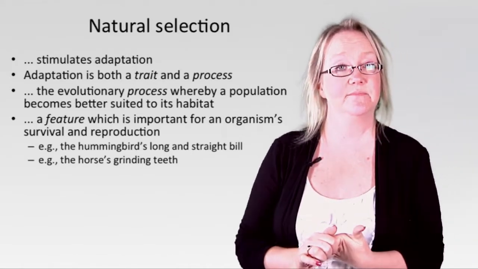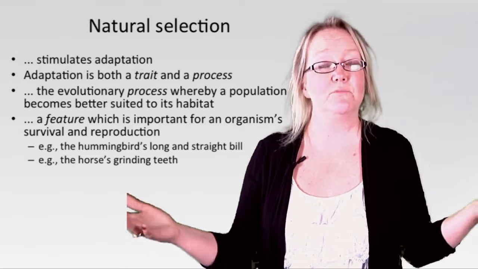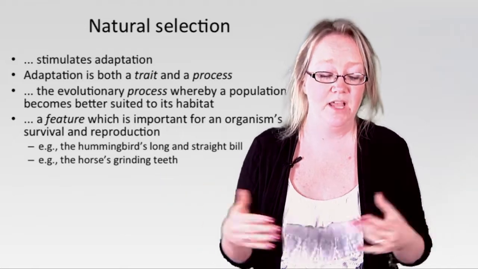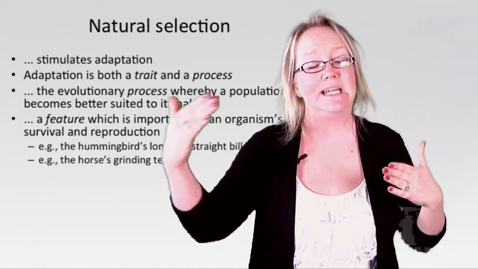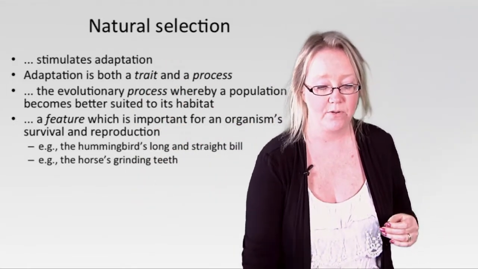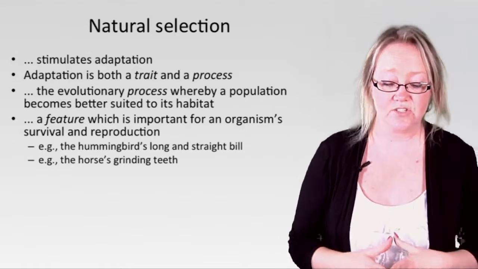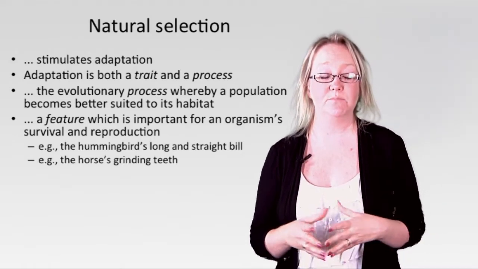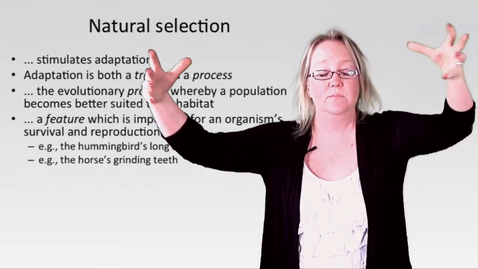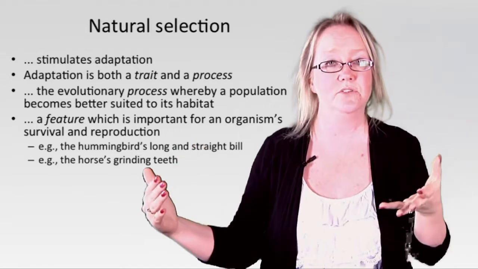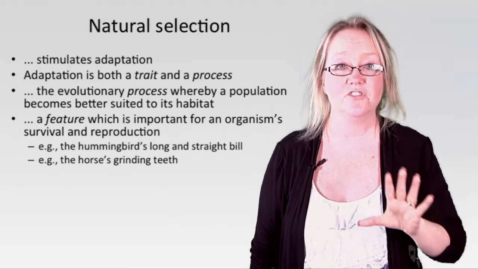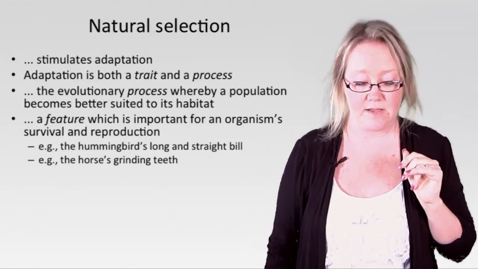Adaptation is both a trait, okay? Something that you see in an animal or plant or other organism, fungus, bacteria, whatever, that adapts it for its environment, and it's a process. We are adapting to our environments as we go throughout time. So we have to remember that. And natural selection is the evolutionary process whereby a population becomes better suited to its habitat. So over time, populations become better suited because individuals become better suited. And those individuals then are more representative within the population. So the population as a whole becomes better adapted.